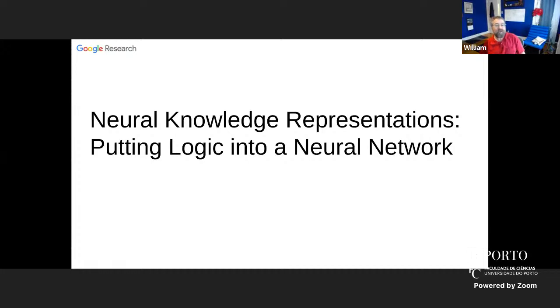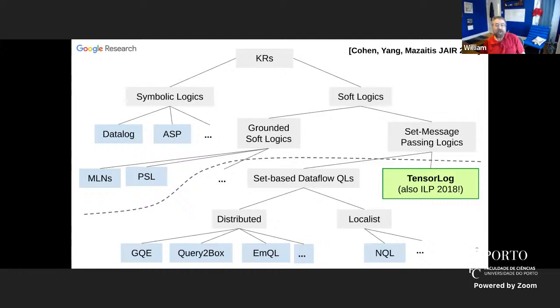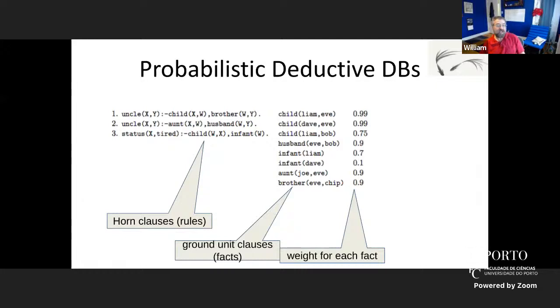All right, so let's first talk about putting logic into a neural network. Three years ago, I came here and talked about a project, already a couple of years old at that time, called TensorLog. In TensorLog, the idea was to look at a neural implementation of probabilistic deductive databases. The probabilistic version we were considering is where you add some sort of confidence measure to each ground fact in the database.